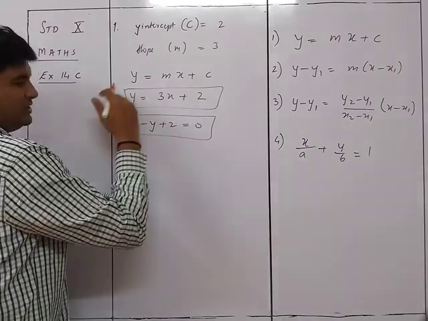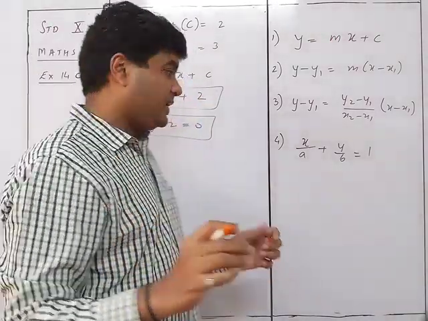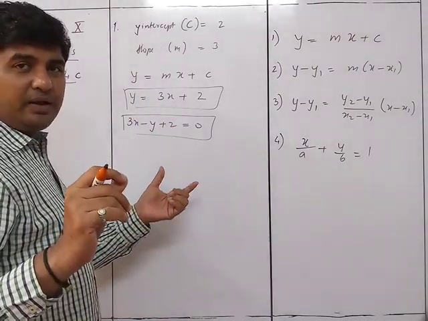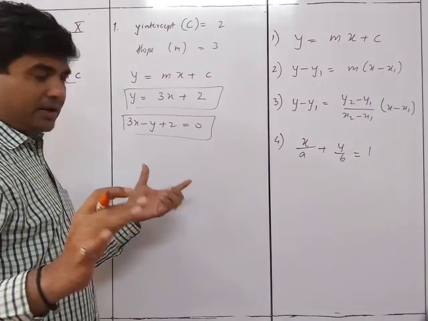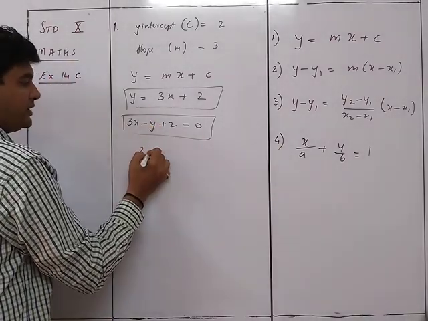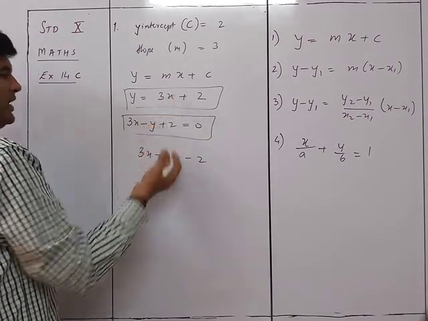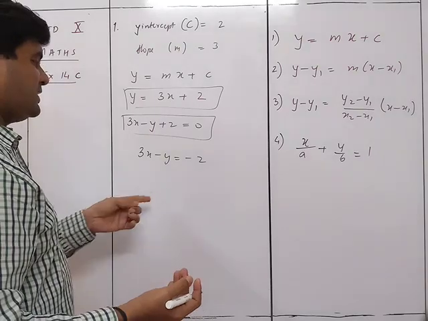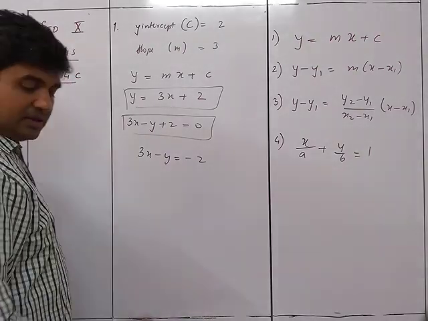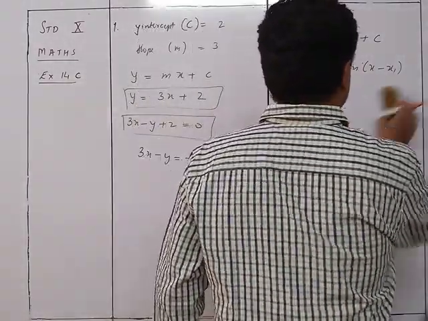You can change the positions of x and the 2. That is not an issue at all. Basically, the signs and everything should be correct. Otherwise, you can put it in any form. You can put it like this, or you can put 3x - y = -2, or any of these. It doesn't matter at all. You can also write 3x = y - 2. It's all the same. So that is the equation for the first question.